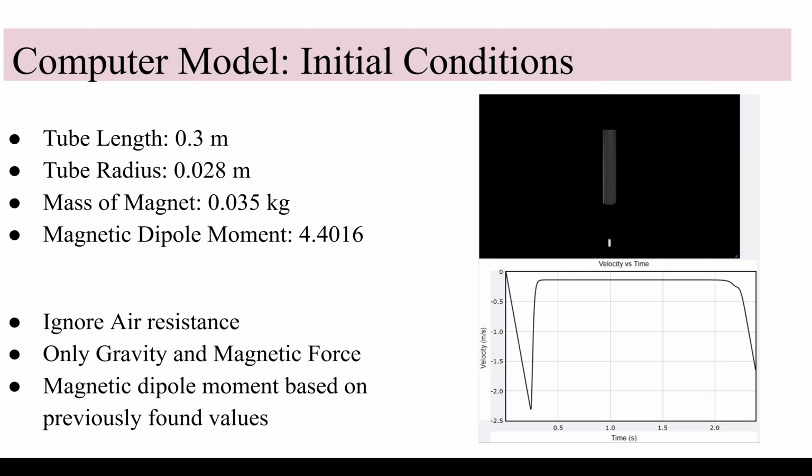On the right, you can see the final result of our computer model, which is, of course, including the image of the magnet and the solenoid, and then the graph of the time versus velocity of the magnet as it falls through the tube. It's important to note that in this model, we ignored air resistance, and we only focused on gravity and magnetic force. And again, as I stated earlier, the magnetic dipole moment was based on previously found values.